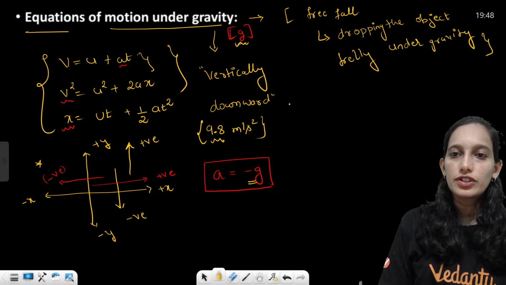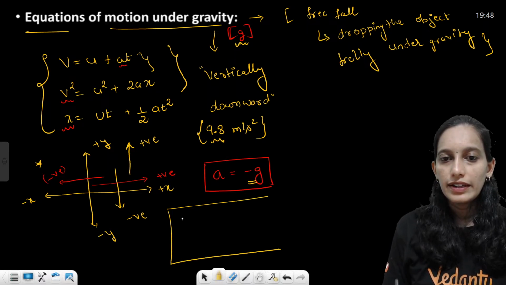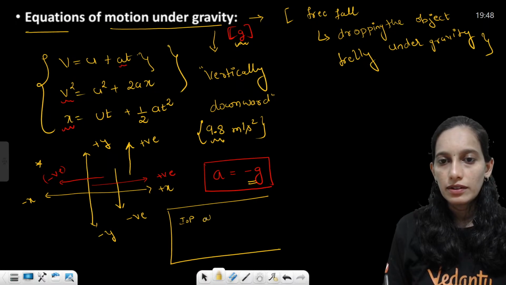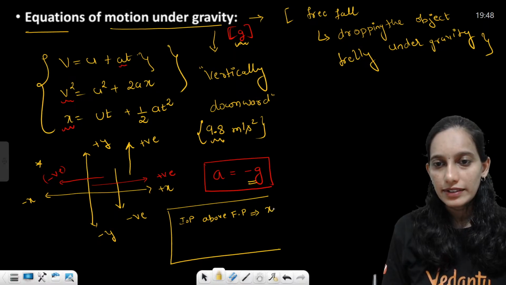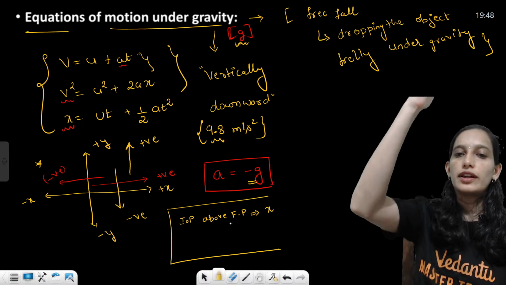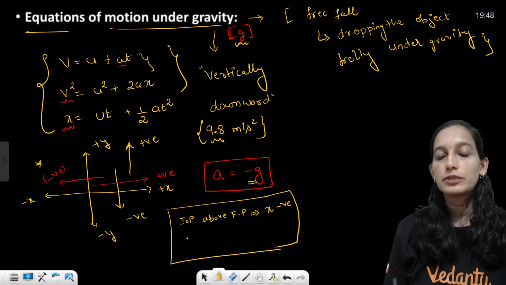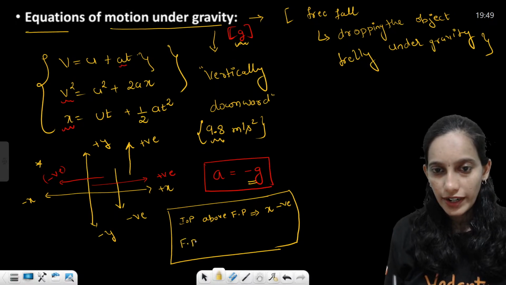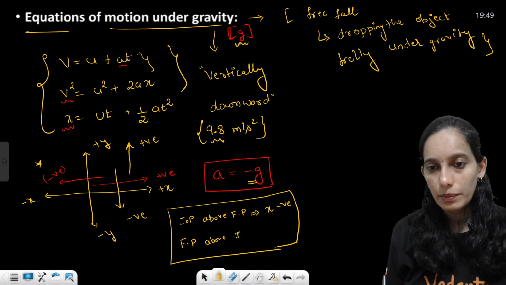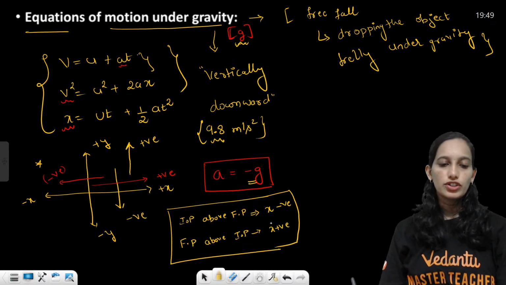So in this sign convention you can also just mention that the initial position, I'll take it as IP, is above the final position. If the initial position is above the final position, x is negative, that is, displacement is negative. If the final position is above the initial position, x is positive. Okay, so this will be the easy sign convention to follow.